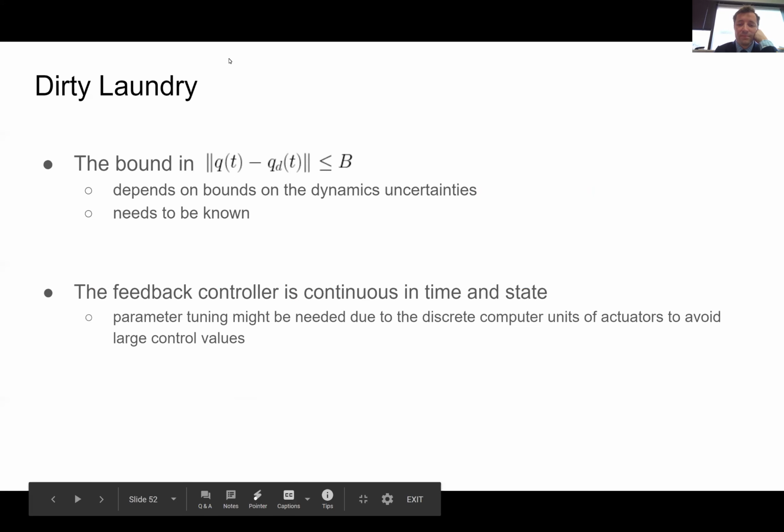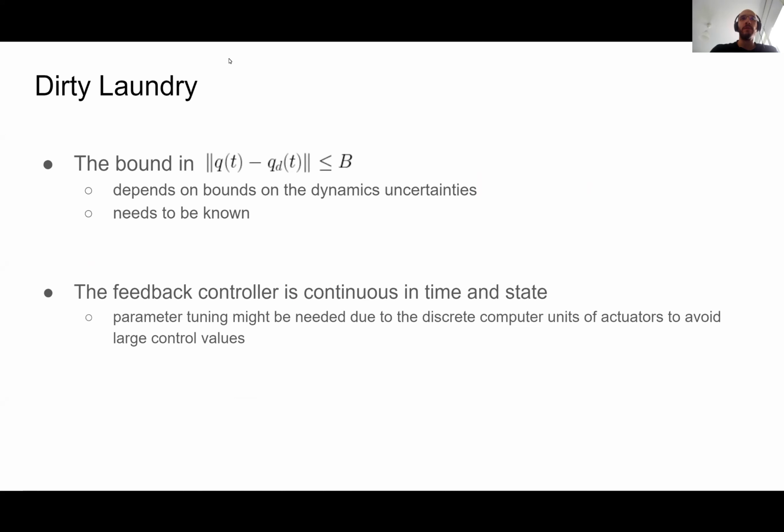So the drawbacks here are that we need to have an upper bound of the uncertain dynamics in order to input that in the sampling-based planner. And of course, tuning of parameters might be needed for the feedback controller in order to produce reasonable control inputs for the system. Thank you.